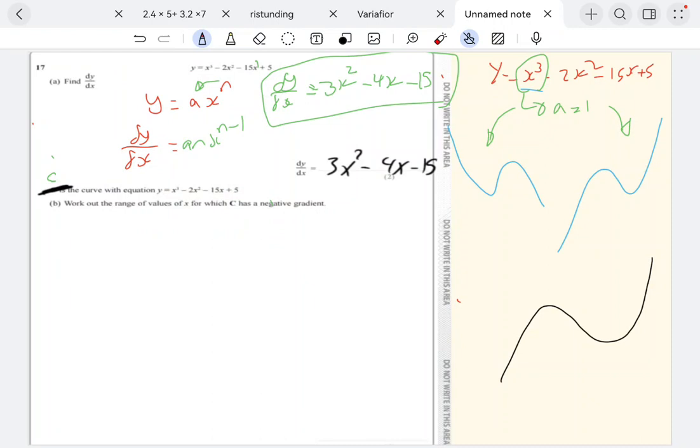He's asking now, work out the range of values of x which has a negative gradient. The gradient will be negative if it's decreasing from left to right. If it's increasing, like here, look here, it's increasing. Look here also, it's increasing, but here it is decreasing. So at this part the gradient is negative, but here and here it is positive.